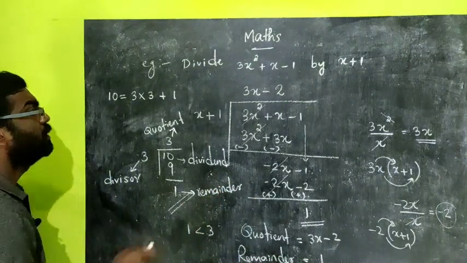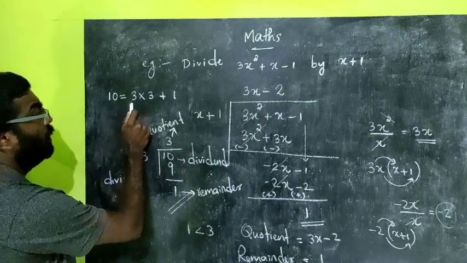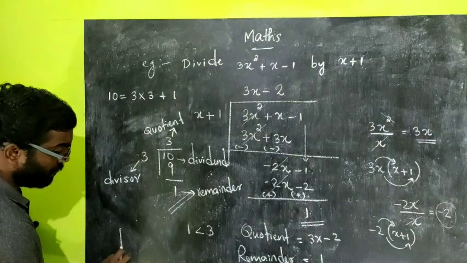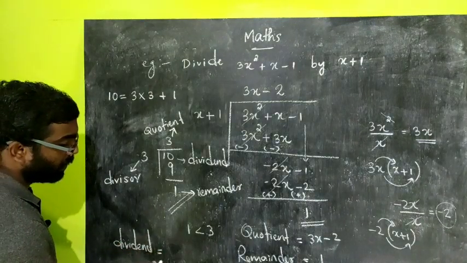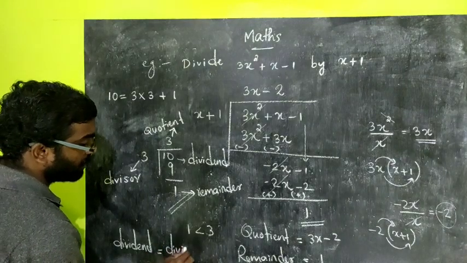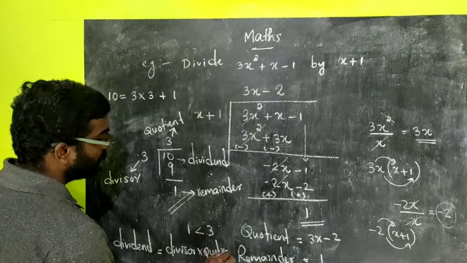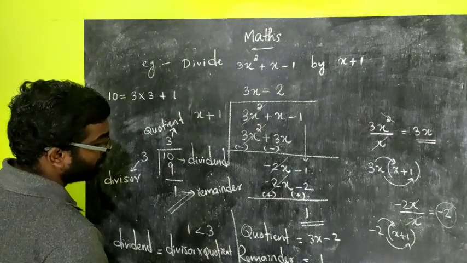So what we can write? 10 is the dividend. So dividend is equal to divisor into quotient plus remainder.